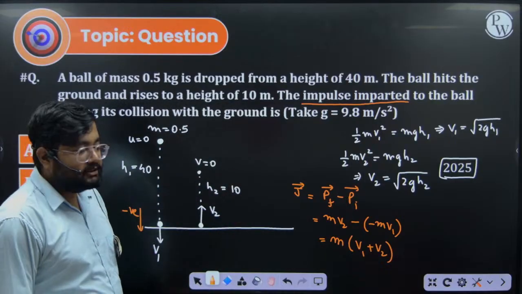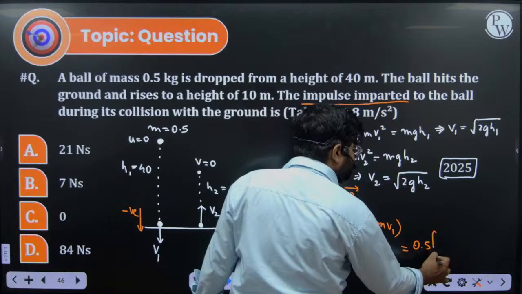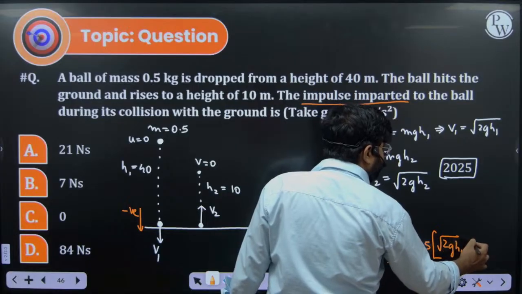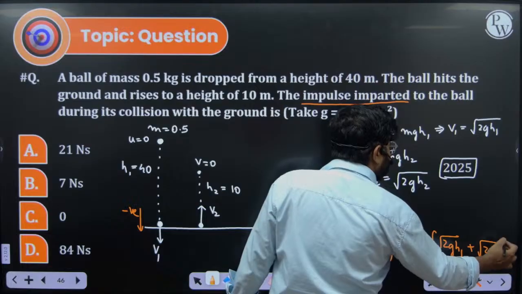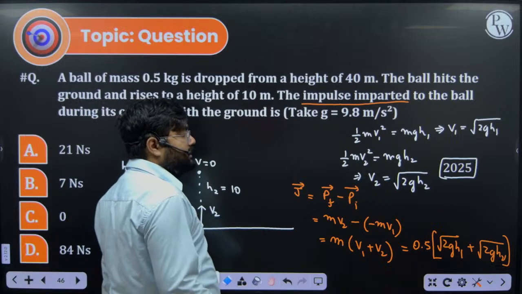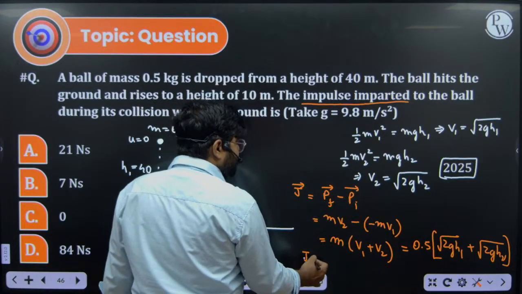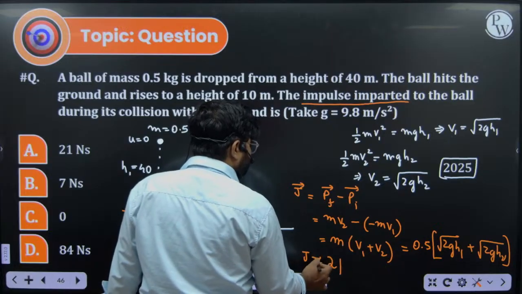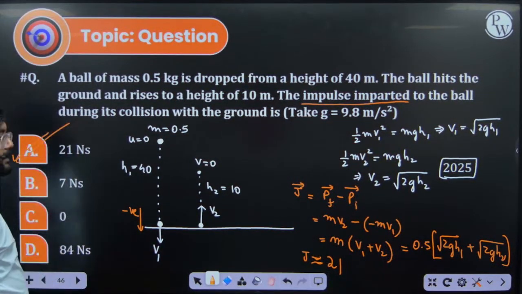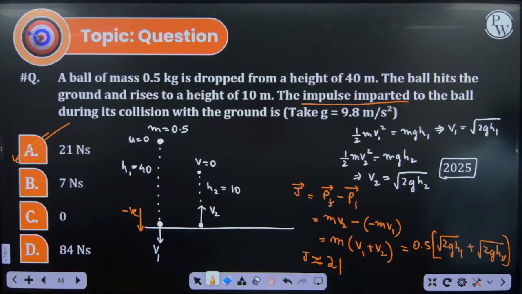All the values are available to us. M is given, 0.5. V1 is root 2gh1 and v2 is root 2gh2. h1 and h2 are available to us, and g we can take 9.8 or approximately 10. If you take that, you will get the approximate answer, then you can see which is the closest option. If you solve this, you will get the answer J as nearly 21. So the answer here is option A. All right. Beautiful question by NEET 2025.